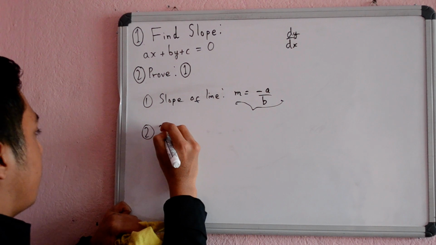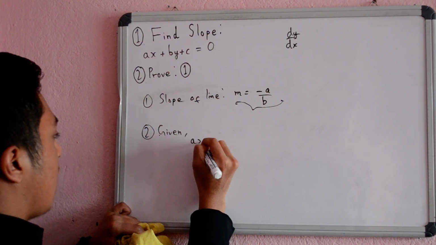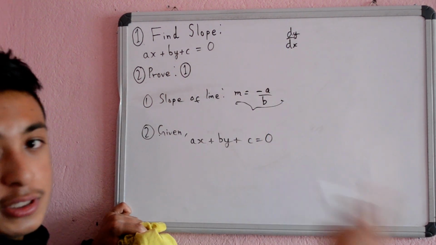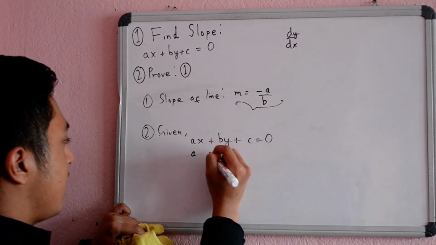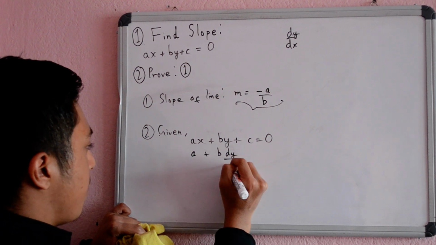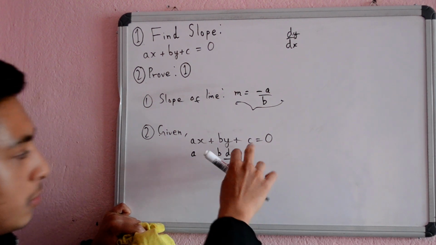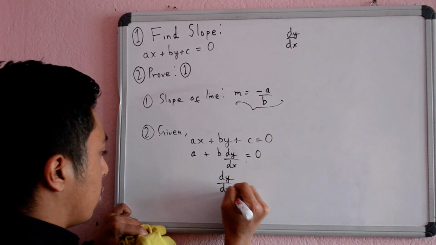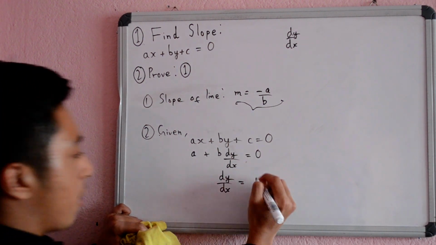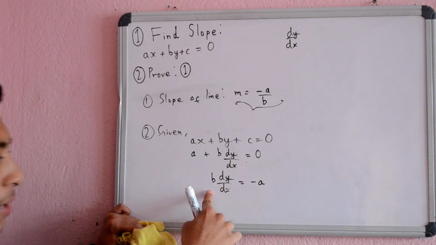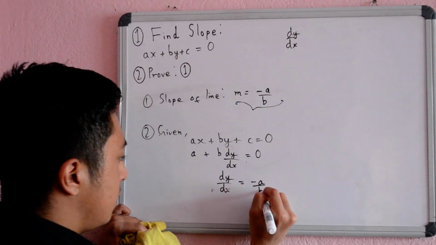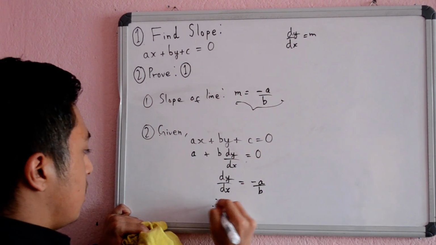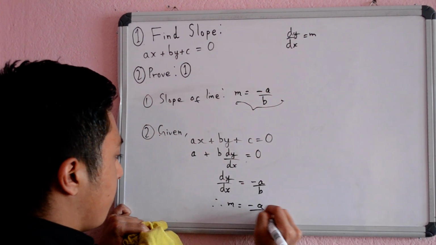So we're given right here ax plus by plus c equals 0. Now simply differentiate both sides with respect to x. So you'll get a plus b dy by dx, c is just 0, equals 0. And now from here, dy by dx equals, the a goes to the right hand side, becomes minus a, b remaining, and just divide by b on both sides. So there we go. And we know dy by dx is equal to m. So m equals minus a by b.